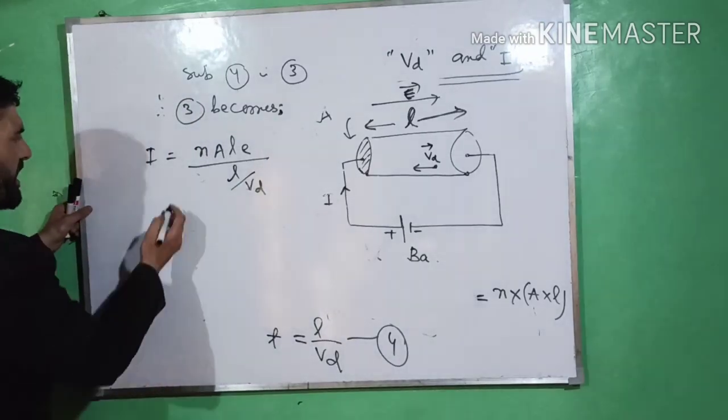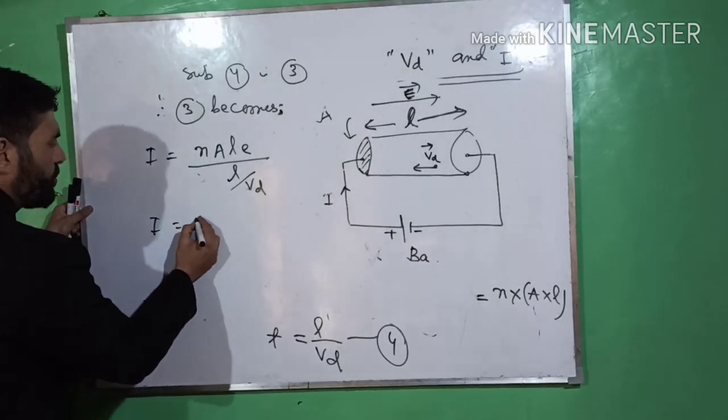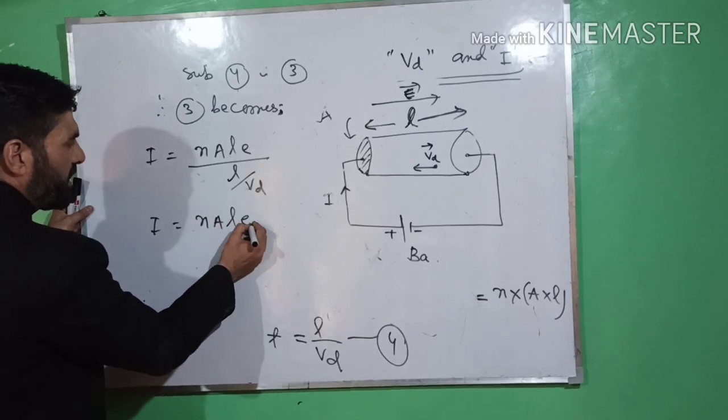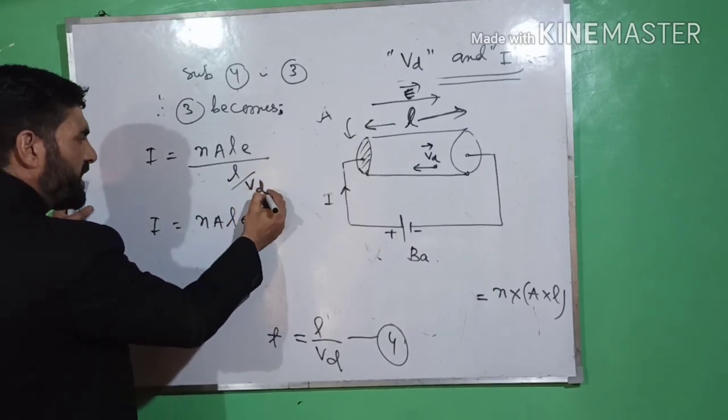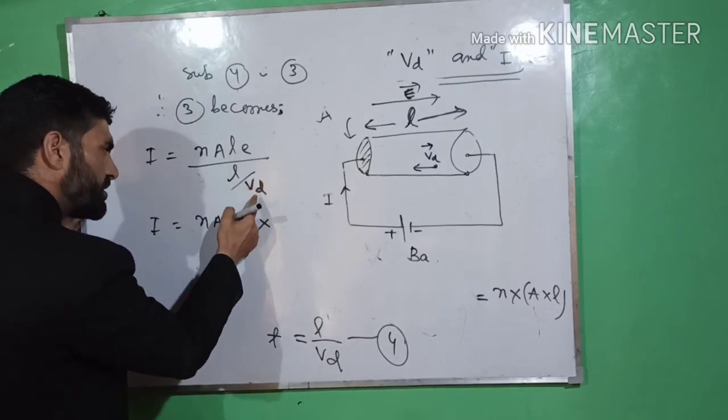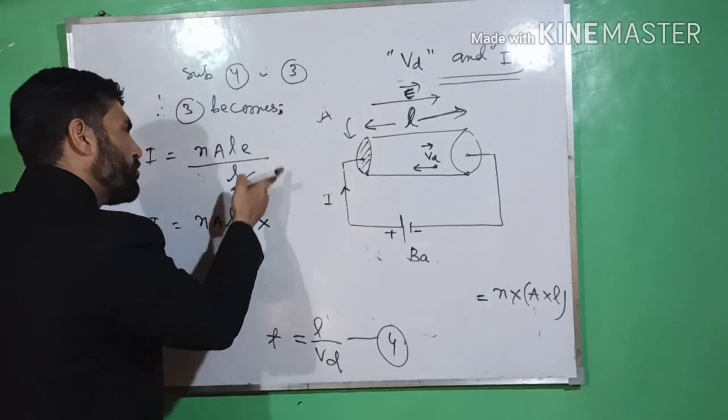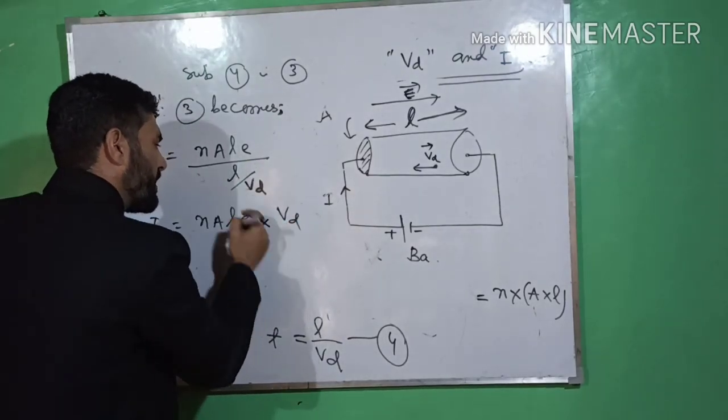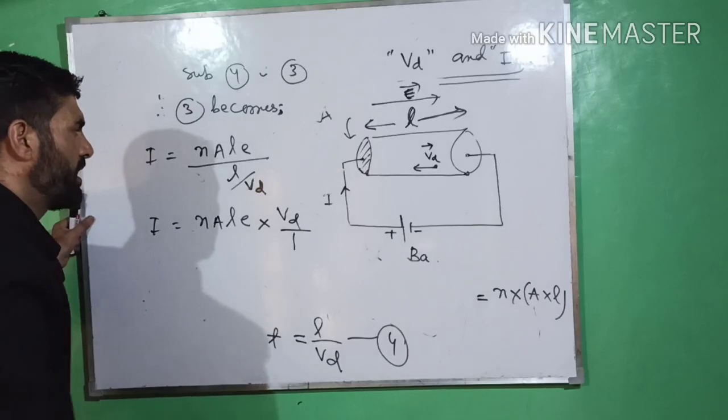Therefore students, I am writing here I is equal to N A L E, but here it is L by Vd. When I write this, the lower one will go up, and the upper one will become its reciprocal below. Here it is L.